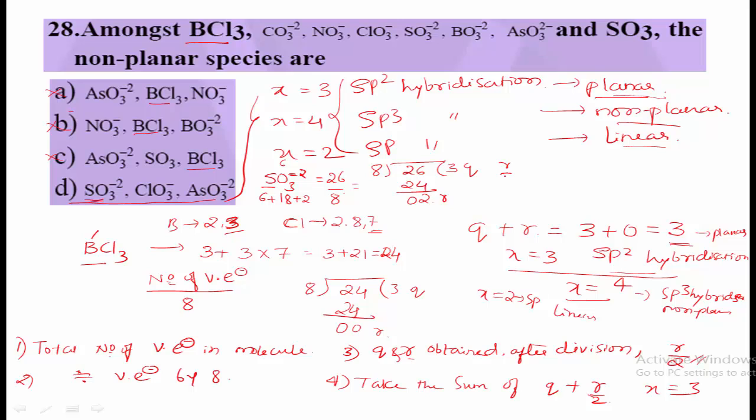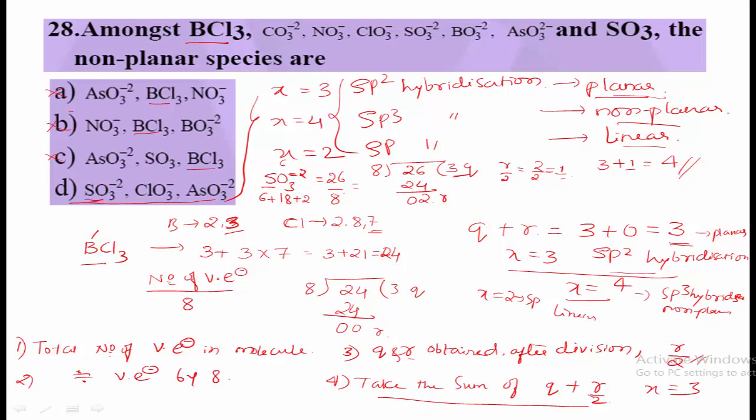Therefore R by 2 gives 2 by 2 is equal to 1. Now at last step, take the sum of Q plus R by 2. Q is how much it is? 3 plus R by 2 is how much? 1. Therefore, value of X will be 4.